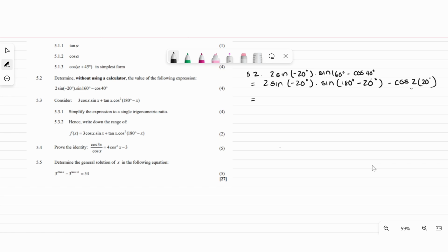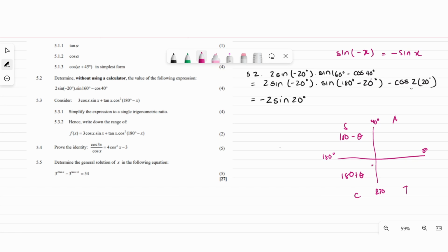Remember this, if we have sine, open bracket, negative x, it's going to be equal to negative sine x. So knowing that, I can use it here. So this one is going to be negative 2 sine 20 degrees, right? So this one using reduction, using this diagram below, the pink one, I need to check where 180 minus 20 is, which is theta is 20 in this case. So it's here in the second quadrant. And in the second quadrant, sine is positive. So I'm going to reduce it, making sine positive.